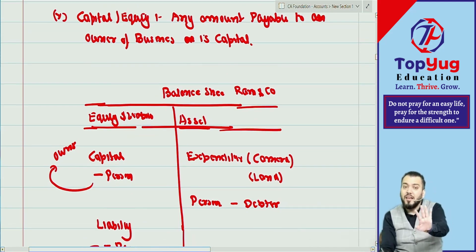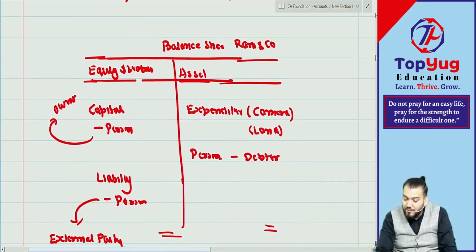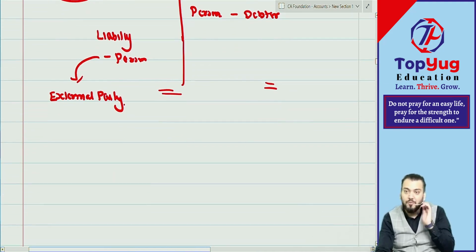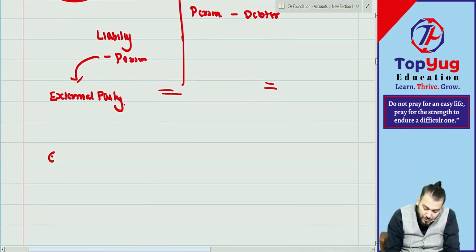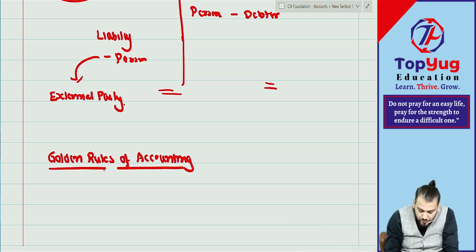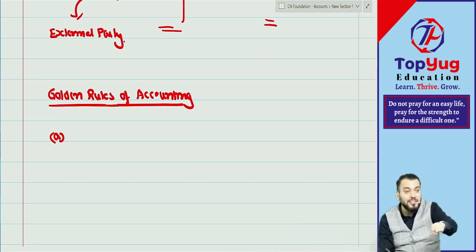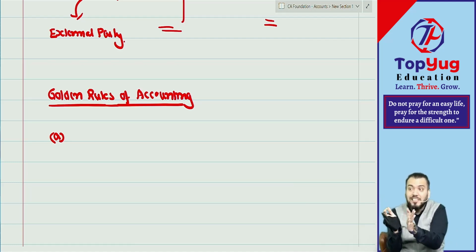So if you have understood the five elements of the balance sheet, let us now understand the golden rules of accounting. Because we are doing the traditional approach, first we will do the golden rules of accounting. The golden rules are based on the nature of account. So we need to first find out whether the given account is a real account, nominal account, or personal account.